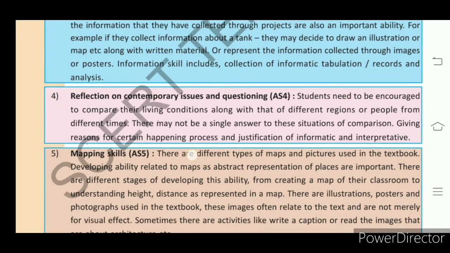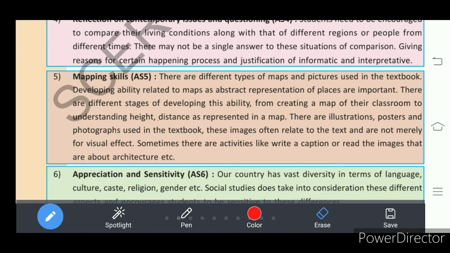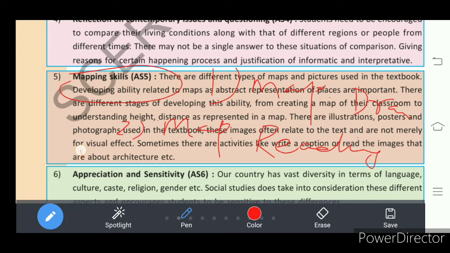The next is mapping skills. This is another academic standard, the fifth academic standard. Under mapping skills you will find three types. One is map drawing. The second one is map reading. The third one you will find is map pointing. What is that? Map pointing.